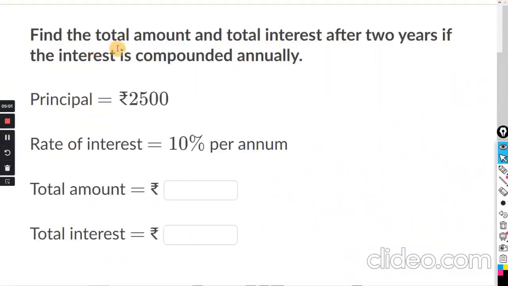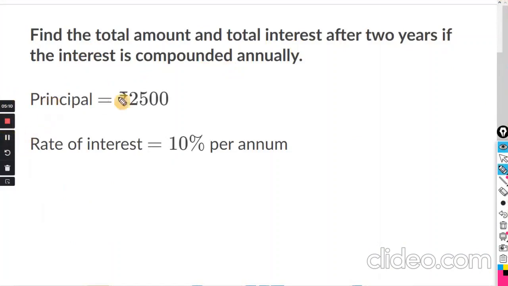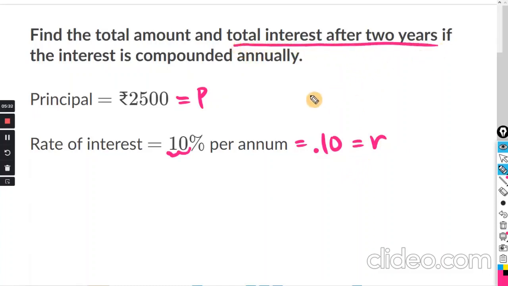Find the total amount and total interest after 2 years if the interest is compounded annually. This is an easy one. The principal amount is P, the initial amount invested. The interest rate is 0.10 because you move the decimal over 2 places. So 10% is 0.10, and that is the interest rate per year. The time that the interest accumulates is 2 years.